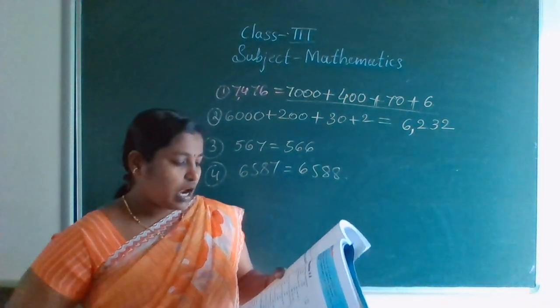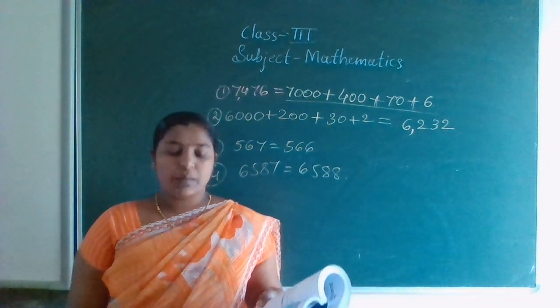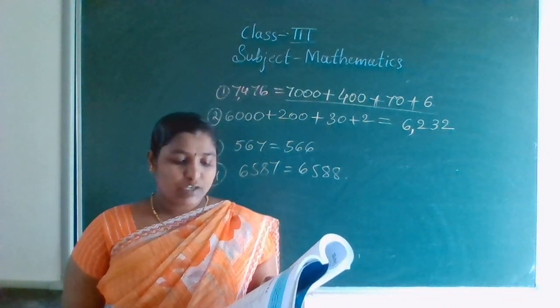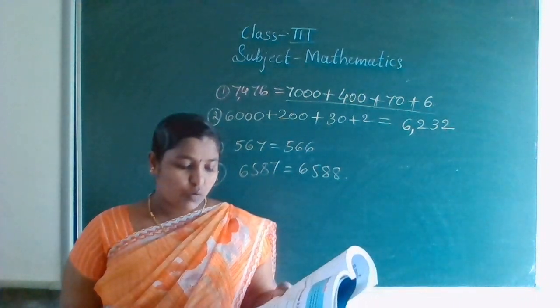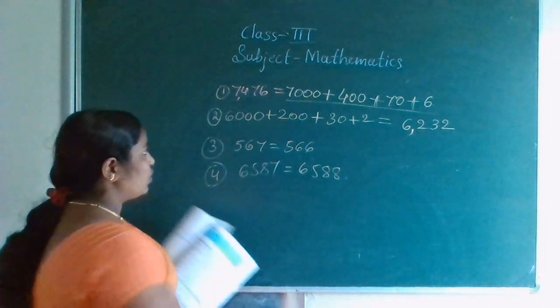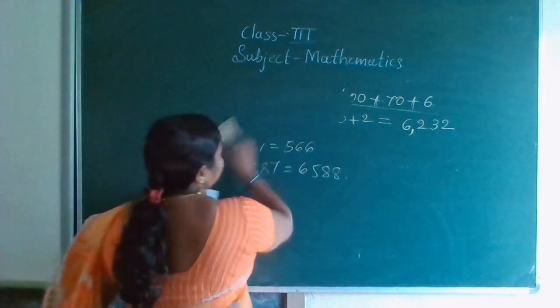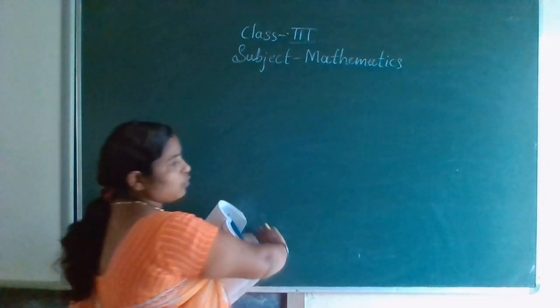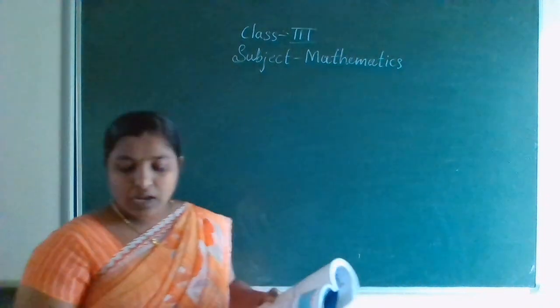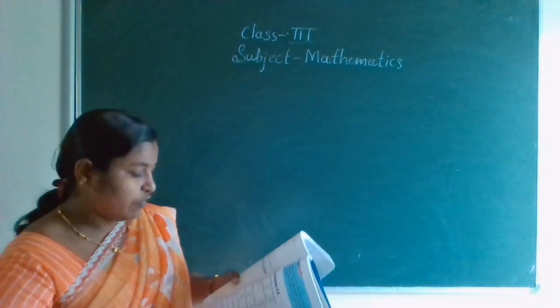Now we will start question number 5: counting by twos, counting by tens, counting by hundreds, counting by thousands. Write all these things in your maths notebook. I hope you have written questions 1, 2, 3, 4. And now question number 5.